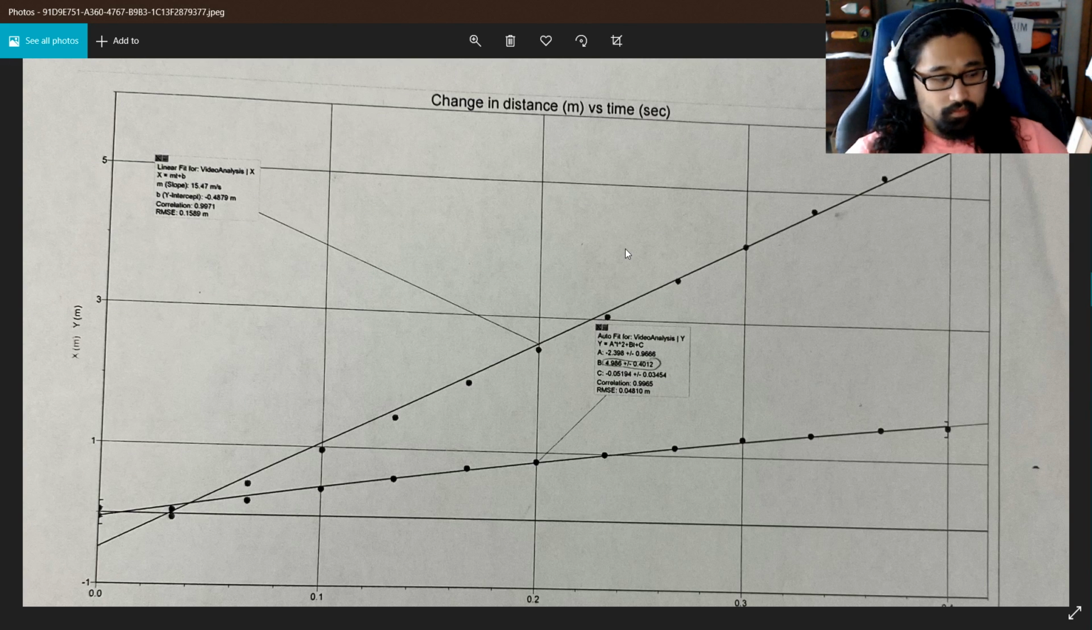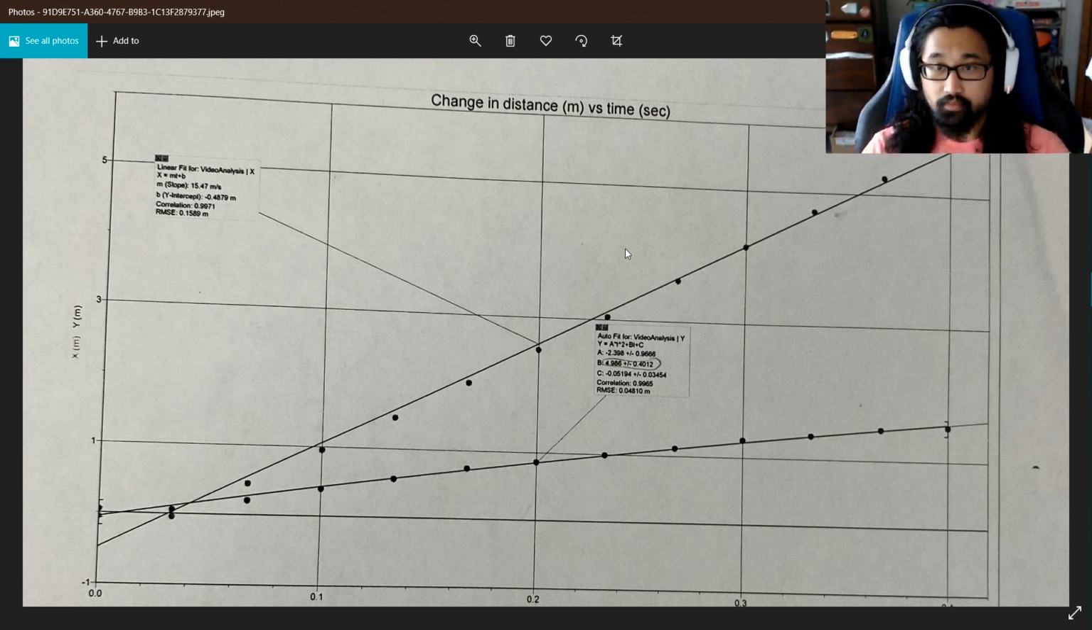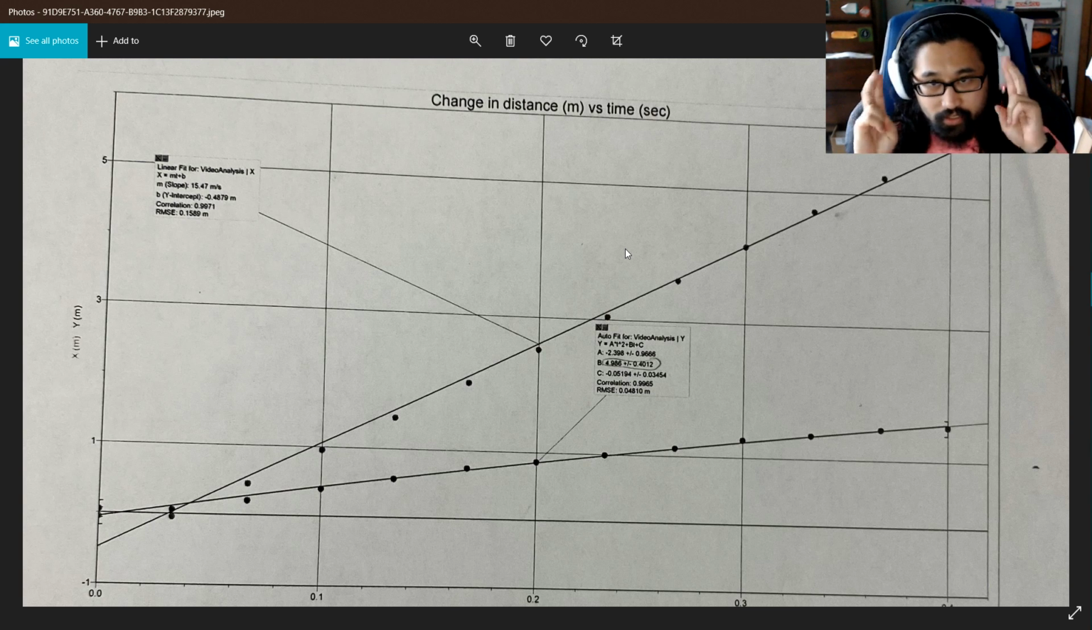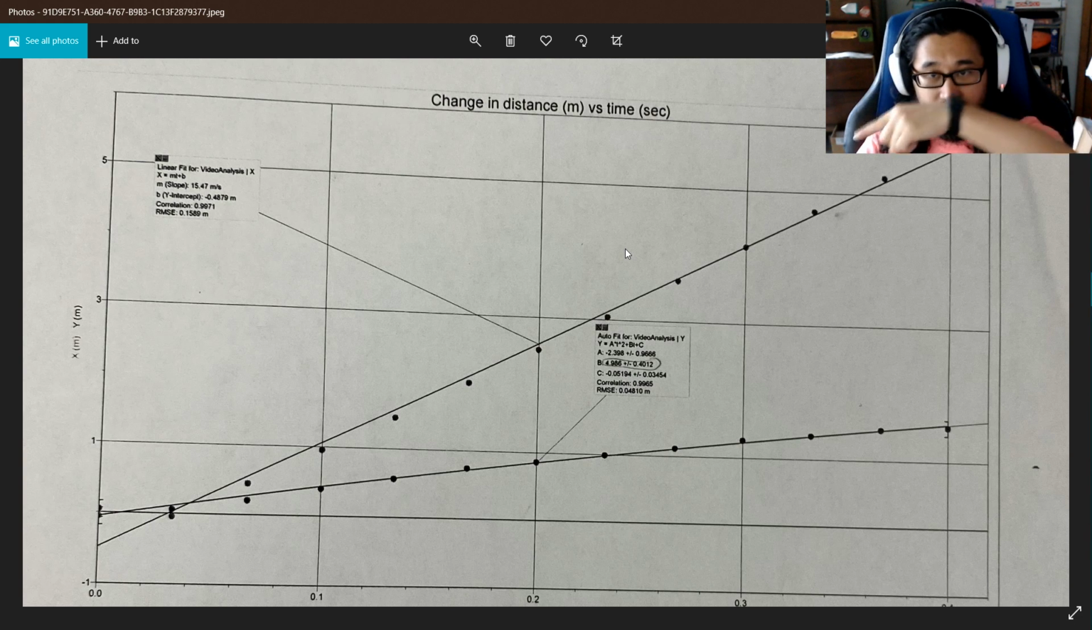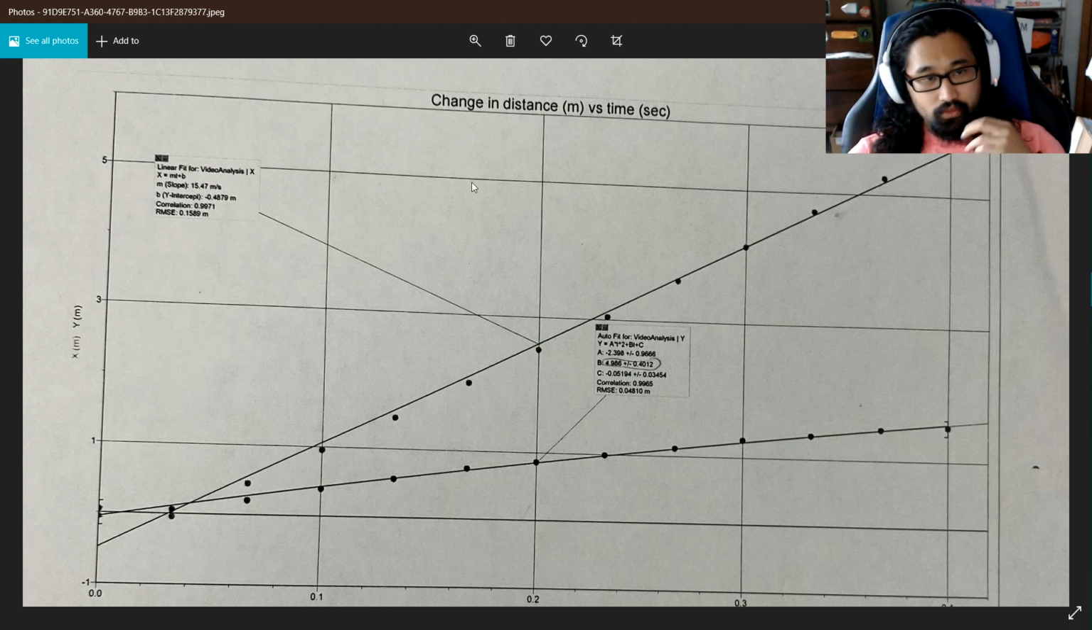Hey physics. This is a quick explanation for the projectile motion lab, in which we basically kicked a soccer ball around. The soccer ball became a projectile, and the graph you see here is titled change in distance in meters versus time in seconds. What you should see is a linear fit, a best fit line for this information, and a best fit curve for this other information.